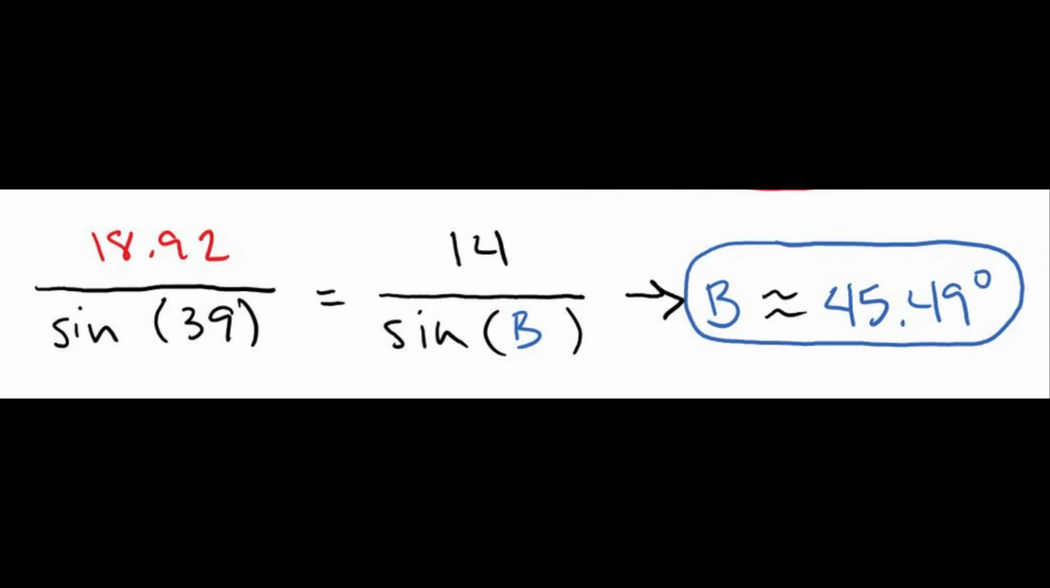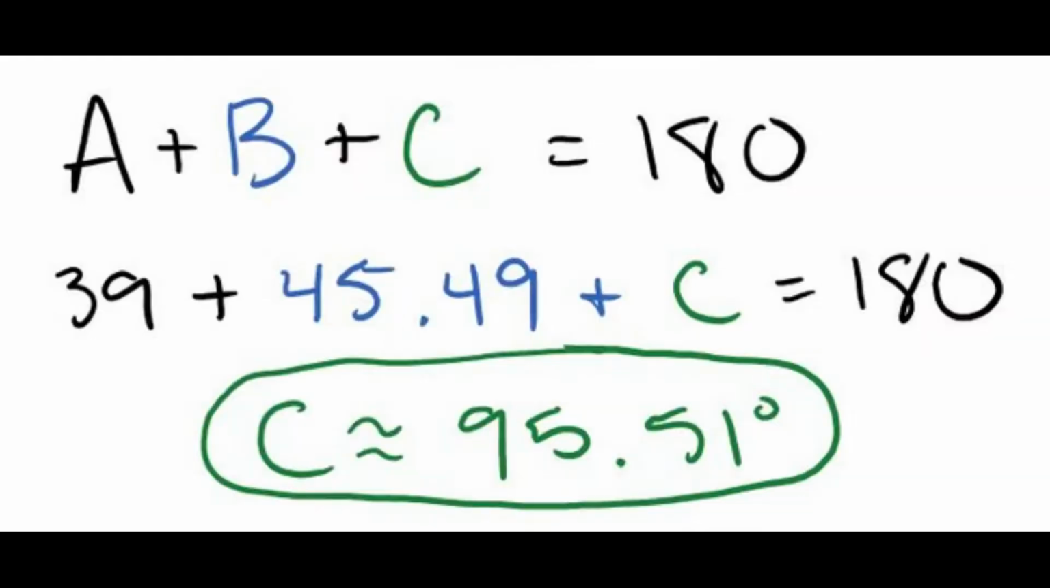I solved for the angle B first. If you do this correctly, you should end up with 45.49, and make sure your calculator's in degrees. Then from there, I know two angles, so to find the third, I know that A plus B plus C equals 180. So I know A and B. Solve for C, and you end up getting 95.51. Pretty straightforward on that one.